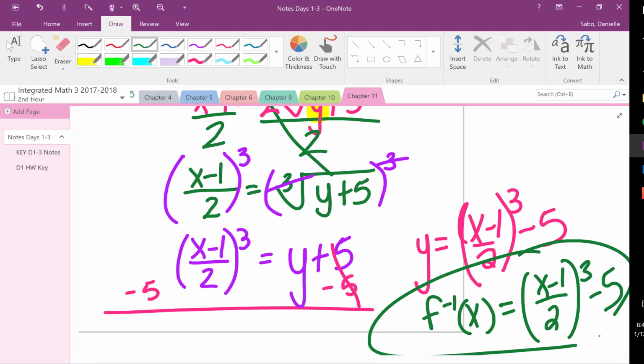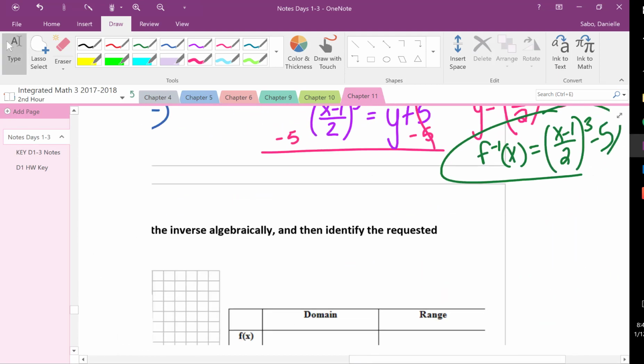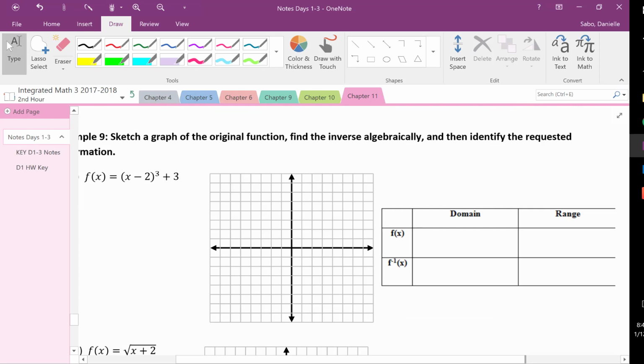The cube root? Yeah. No, they're different. The cube root and the cubed are different. So like 2 cubed is 8, but the cube root of 8 is 2. Okay, so those would be inverses of each other. It's a good question, actually. Okay. Now, this next one.